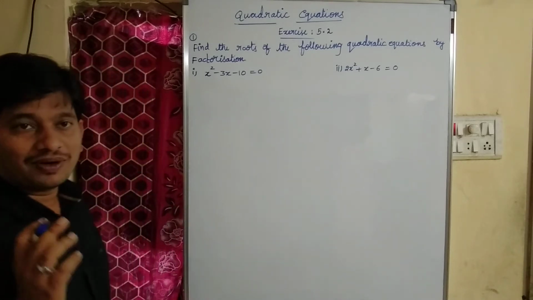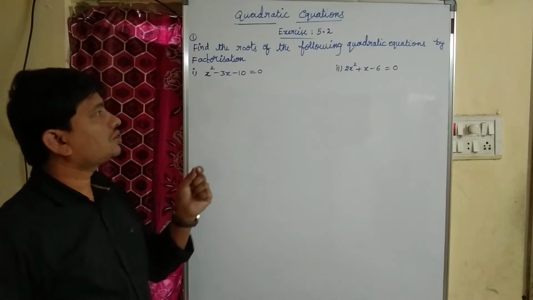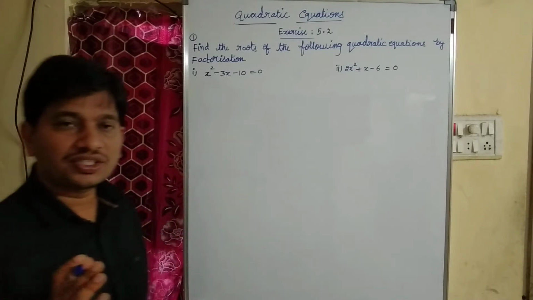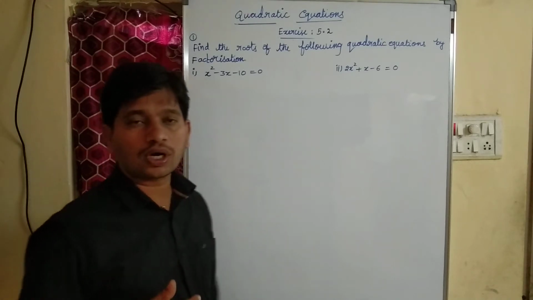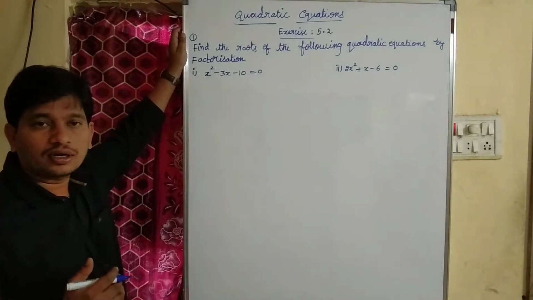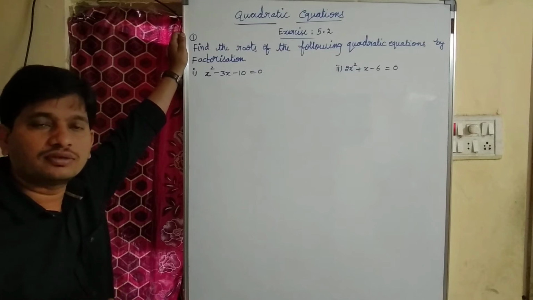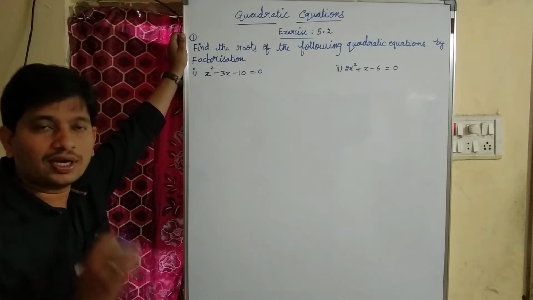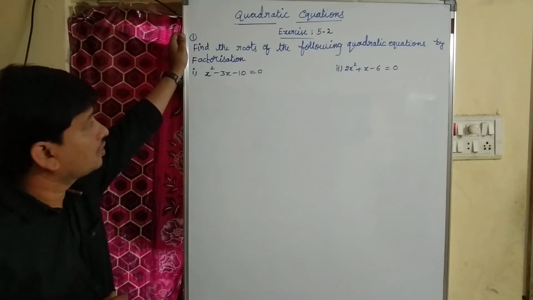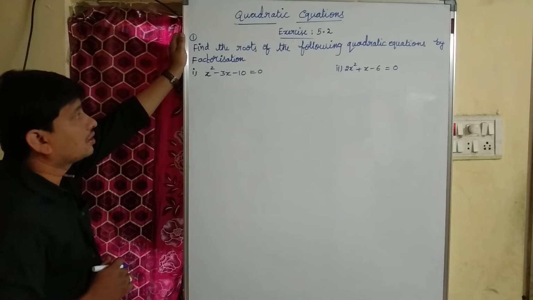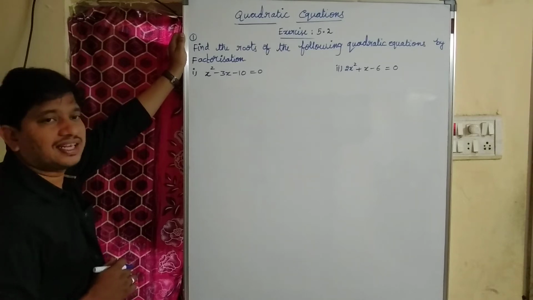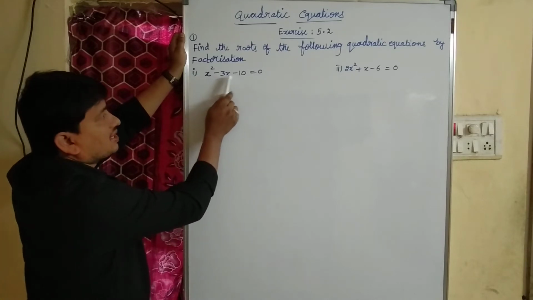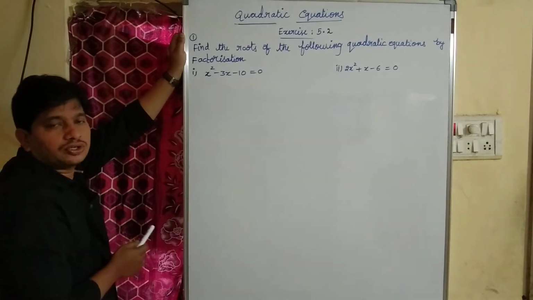Coming to question number 1, find the roots of the following quadratic equations by factorization. How to solve a quadratic equation by using factorization, which is one of the most important topics throughout mathematics. Okay, so coming to question number 1, x square minus 3x minus 10 equal to 0. What is that? X square minus 3x minus 10 equal to 0.